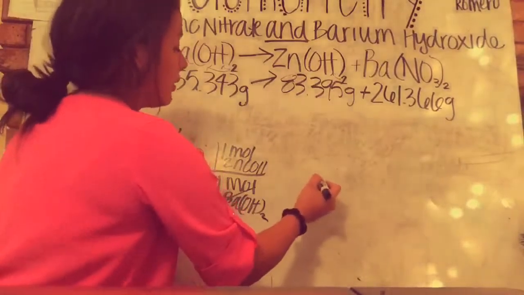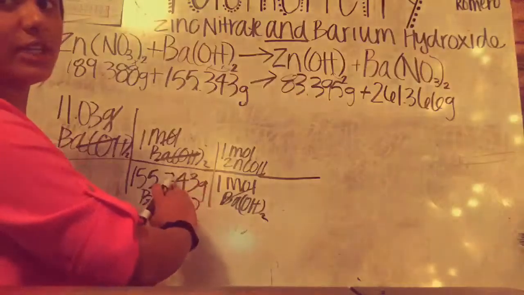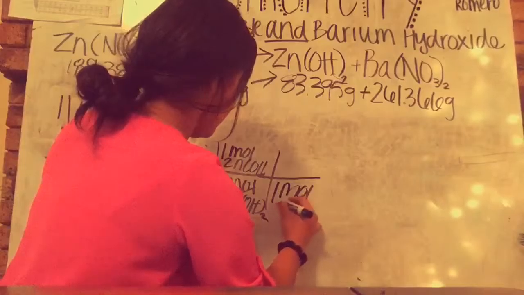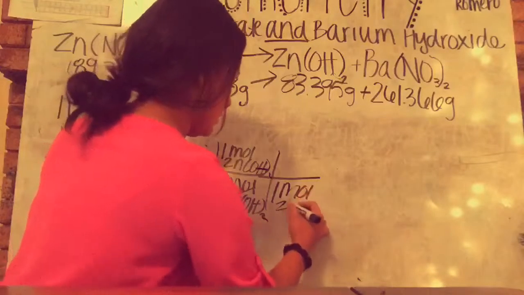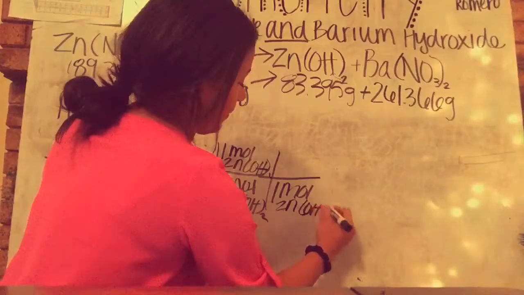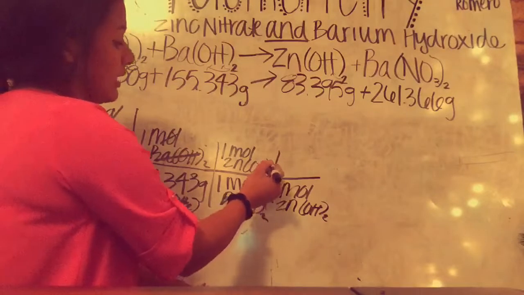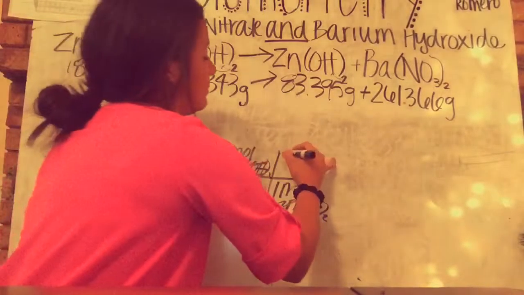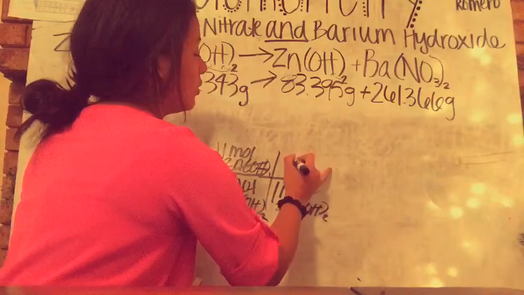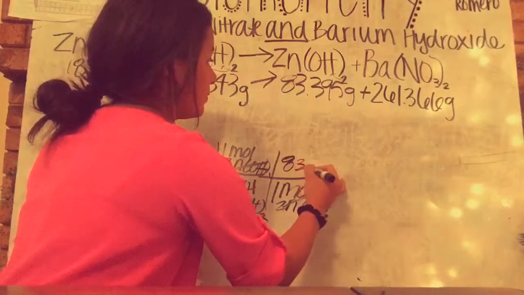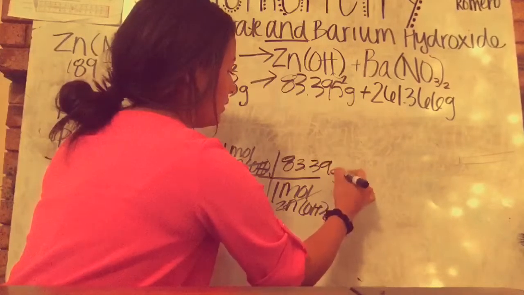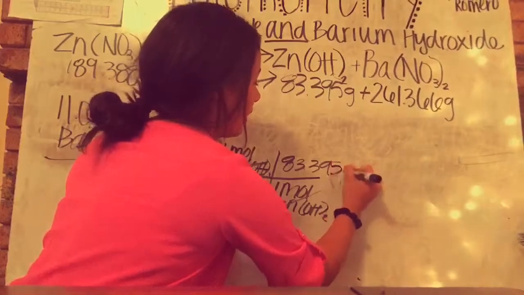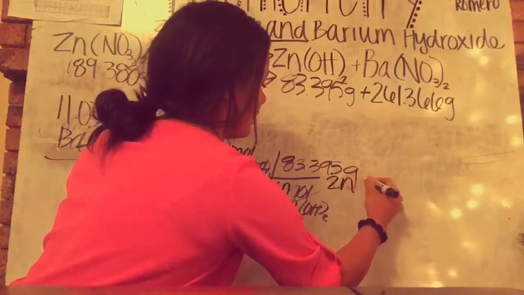Okay, so now we are going to try to cancel out the 1 mole of zinc hydroxide, and we are going to put it equivalent to 1 mole of zinc hydroxide. And in order for me to cancel out the moles of zinc hydroxide, I'm going to put the molar mass of zinc hydroxide equivalent to 1 mole, which is always 83.395 grams of zinc hydroxide.